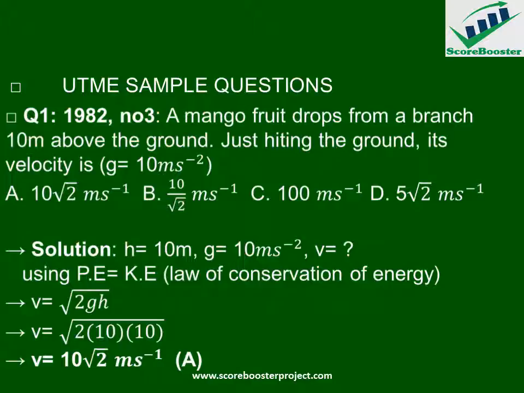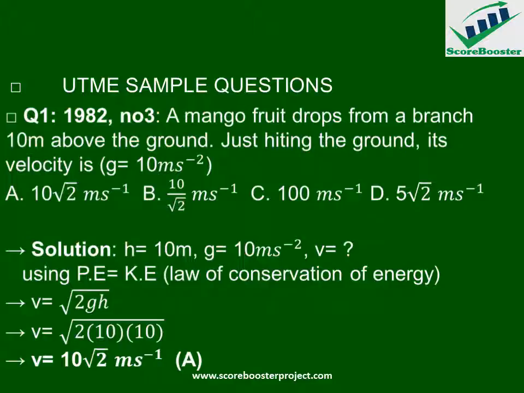Now on to solution. The first thing is to write out the given parameters. From the question, you are given height h, which is 10 meter. Then we are given acceleration due to gravity g, which is 10 meter per second square. Then they ask us to find v. v is unknown. Now, let's recall that potential energy can be converted to kinetic energy. Hence, PE equals KE. That is the law of conservation of energy. Then from there, we can prove v equals root 2gh, just as we did under the law of conservation of energy.